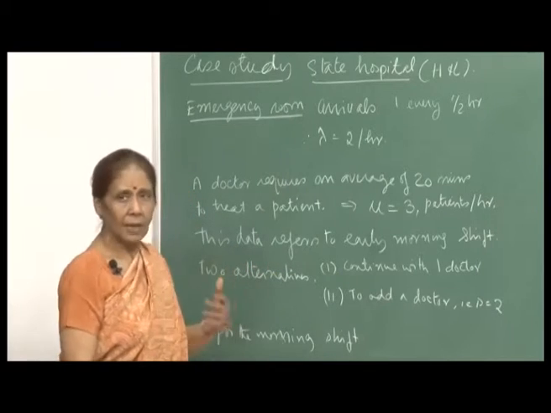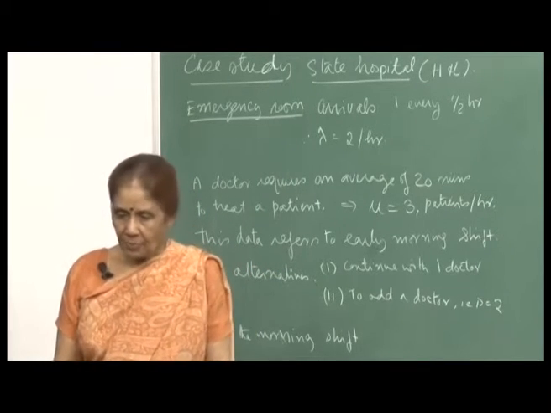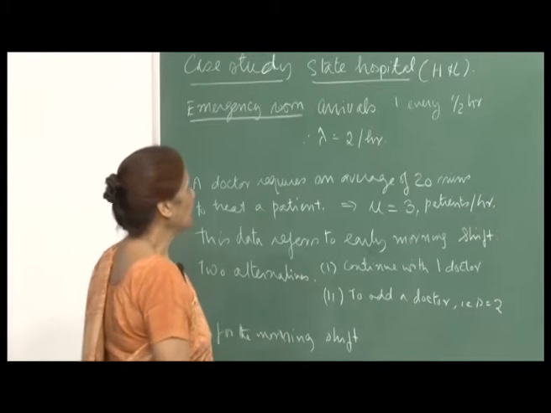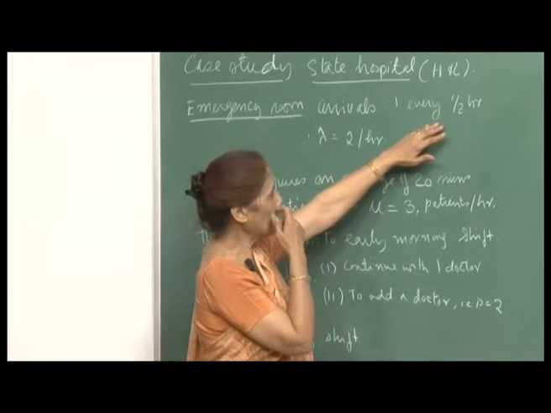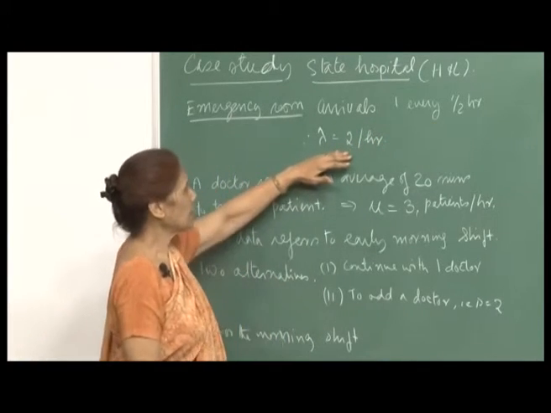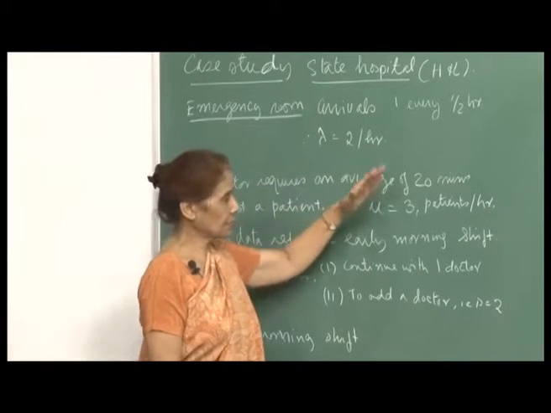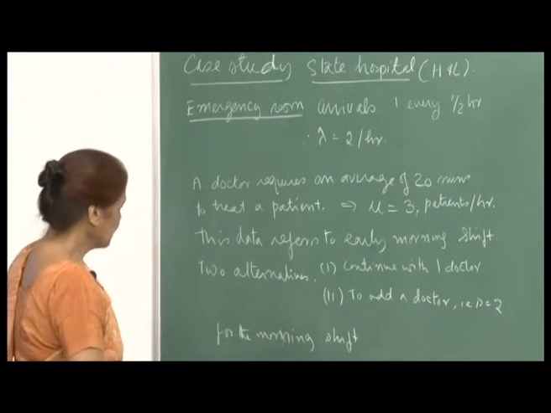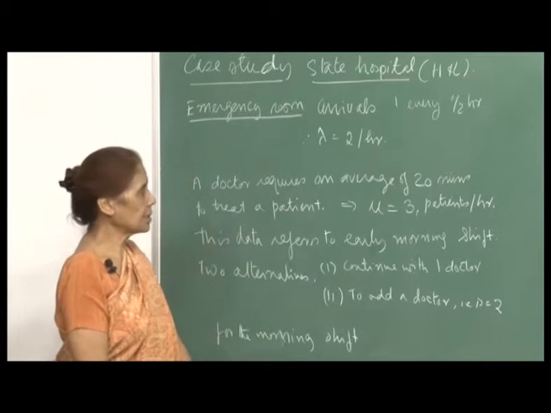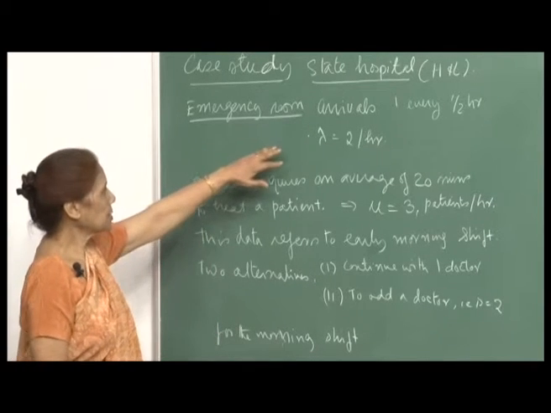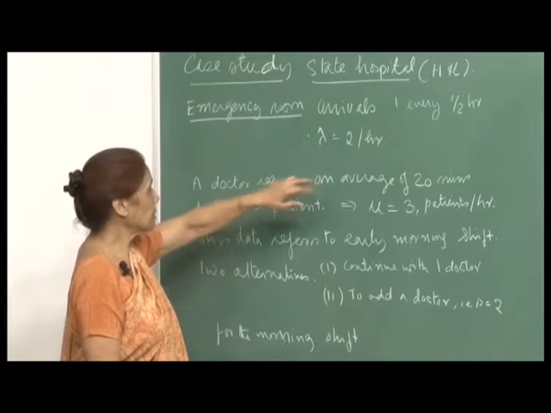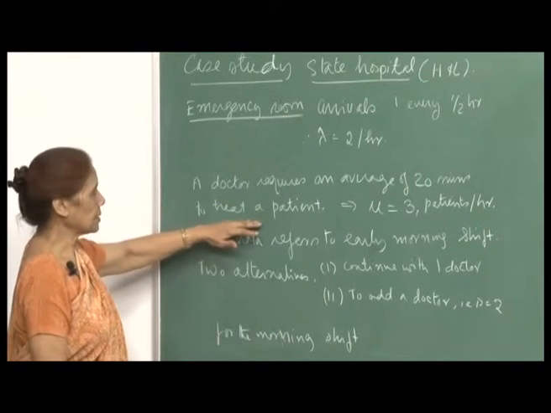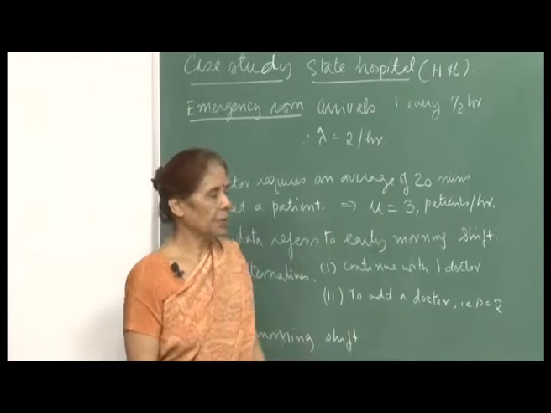For some reason, emergencies often occur in the early hours of the morning. Arrivals are 1 per half hour, so the arrival rate is lambda equal to 2 per hour. Here again it was found suitable to model arrivals as Poisson, and the service process is negative exponential. A doctor requires an average of 20 minutes to treat a patient, which means mu is 3 patients per hour.